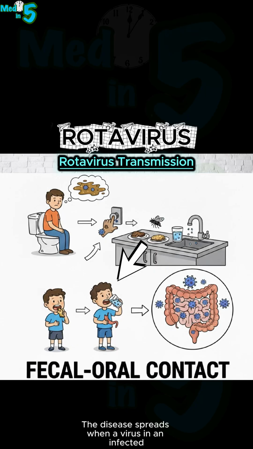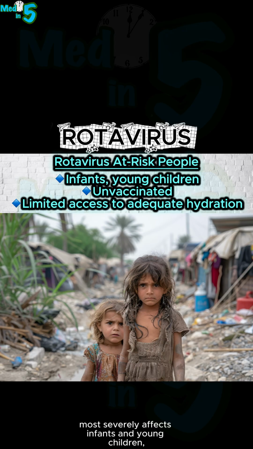The disease spreads when a virus in an infected person's feces contaminates hands, food, water, or surfaces, then is ingested, causing intestinal infection, what's known as fecal-oral contact. Rotavirus most severely affects infants and young children, particularly those who are unvaccinated or have limited access to adequate hydration.